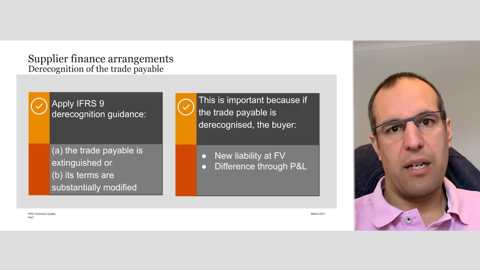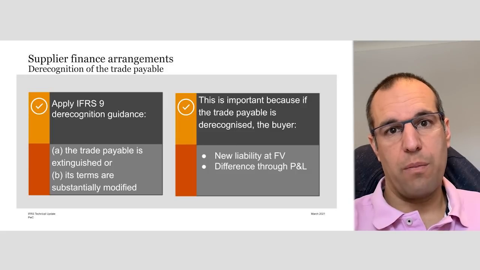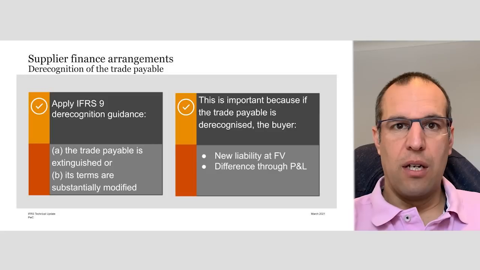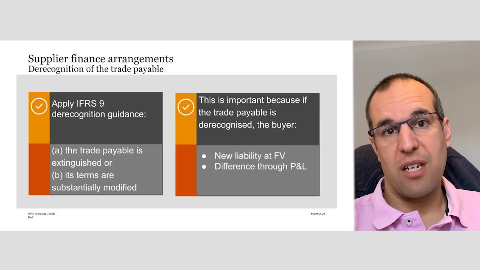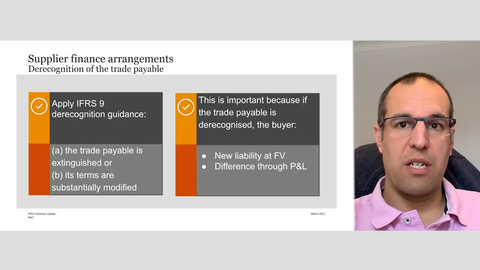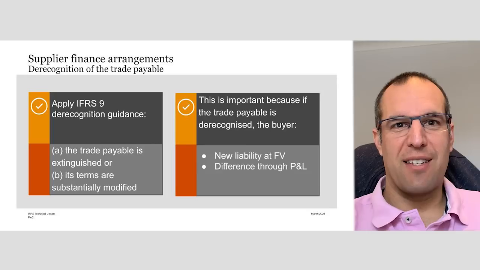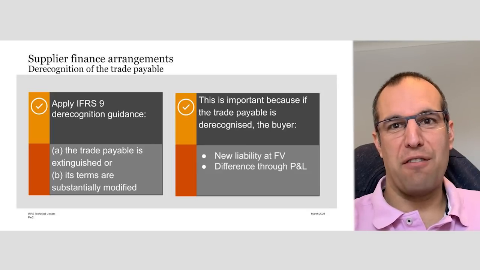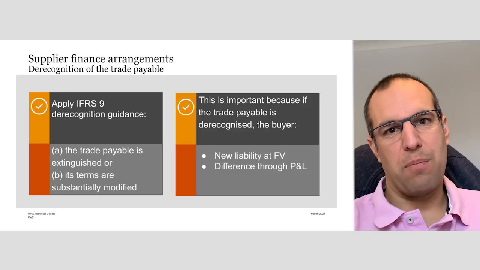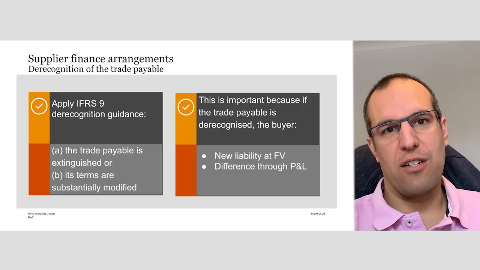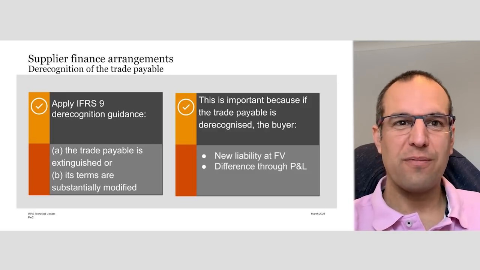The buyer would apply IFRS 9's derecognition requirements when assessing whether and when to recognize the trade payable. And the trade payable is derecognized if either the trade payable is extinguished or its terms are substantially modified. Now, folks will probably realize that the committee didn't really provide any further guidance than considering IFRS 9, so our existing application guidance on this is largely unchanged, which is maybe the good news.